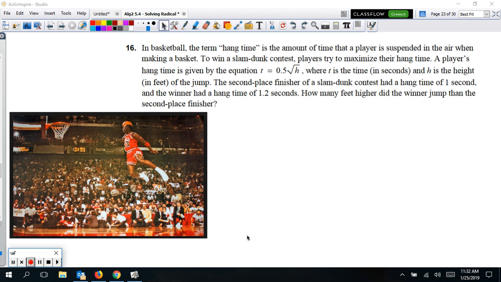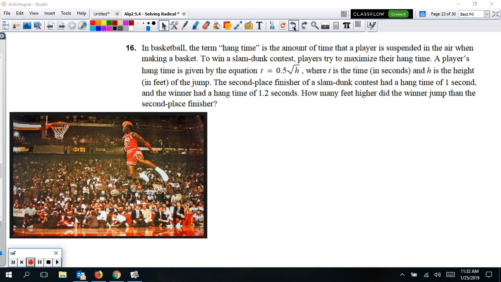Player's hang time is given by the equation T equals 0.5 times the square root of h, where T is the time in seconds, h is the height in feet of the jump. The second place finisher of a slam dunk contest had a hang time of 1 second and the winner had a hang time of 1.2 seconds. How many feet higher did the winner jump than the second place finisher?